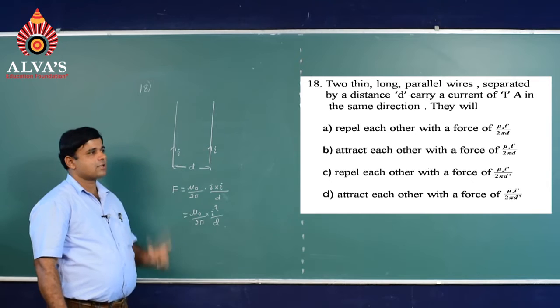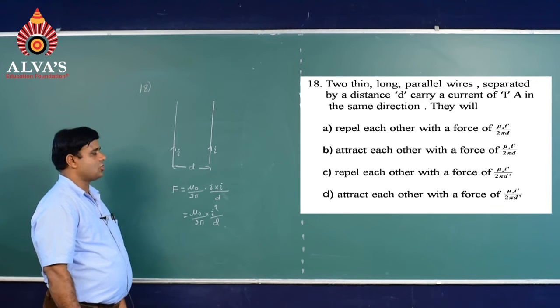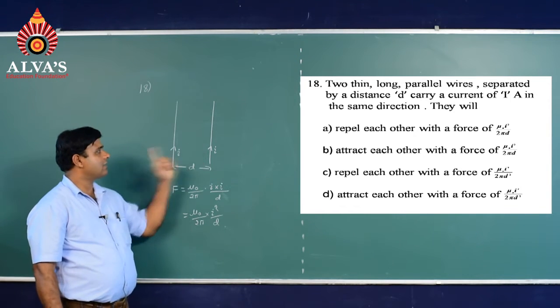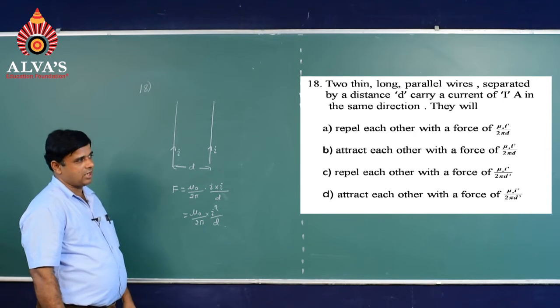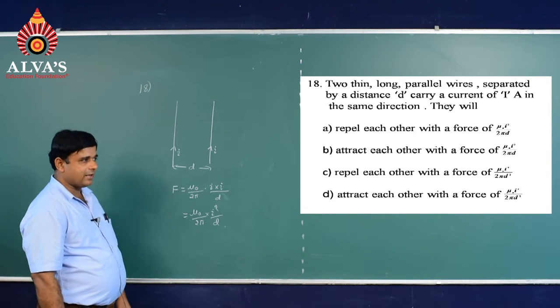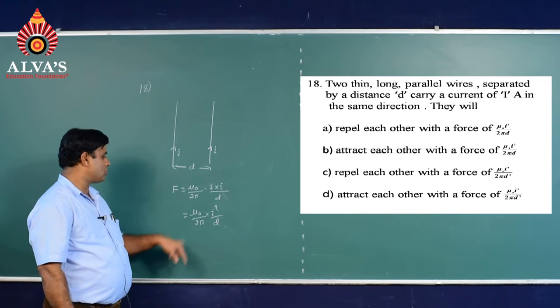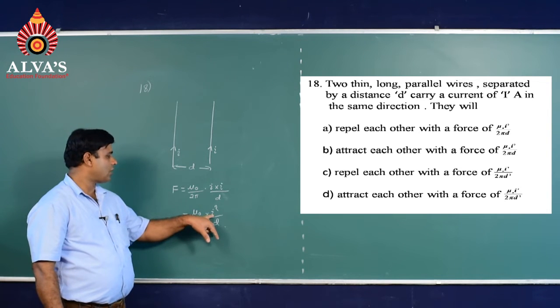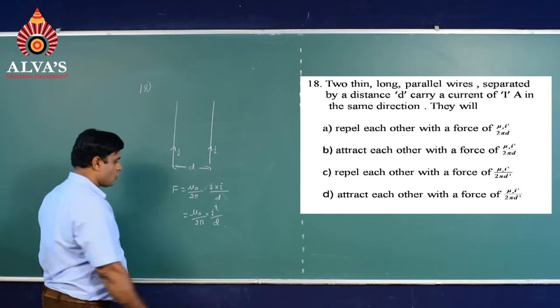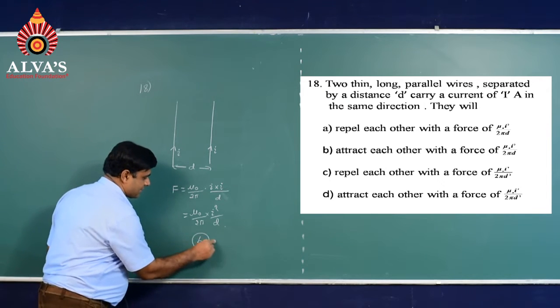Whenever current directions are same, they attract each other. Whenever current directions are opposite, they repel each other. So, the answer should be they attract with each other with a force per unit length of mu naught I square divided by 2 pi d. So, the answer is B.